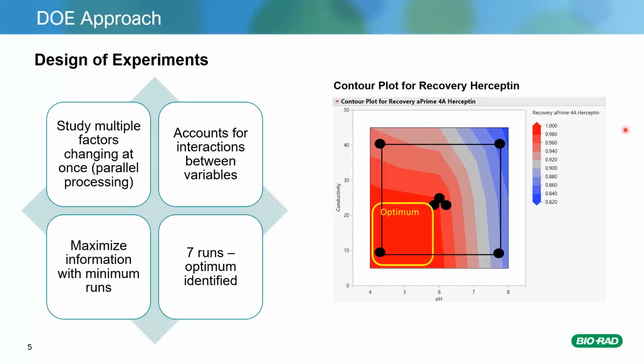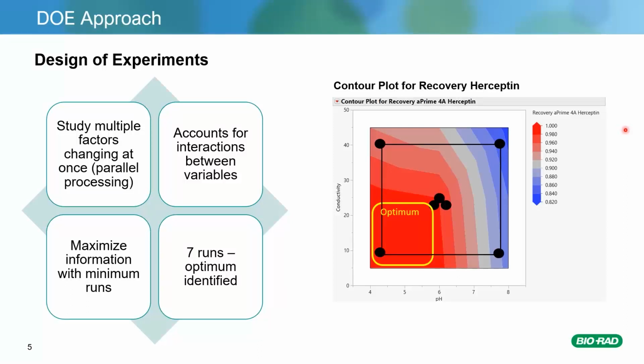In this case, by leveraging the DOE approach, we were able to find optimal operation windows with only 7 chromatography runs. We are also able to discover interactions between factors.